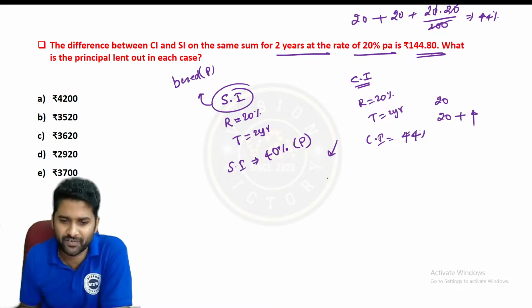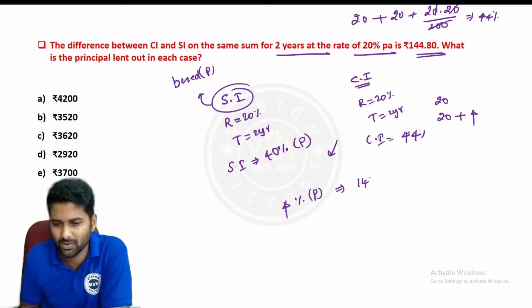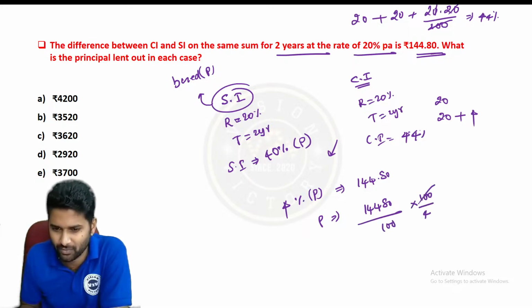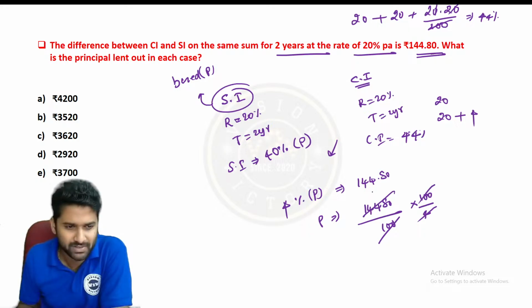Now see how much of a difference you are able to see. 4% of the principal is exactly equal to 144.80. What is the principal amount? 14480 divided by 100, then multiplied by 100 by 4. So it's 4 3s are 12, 4 6s are 24, 420. So the answer is 3620.